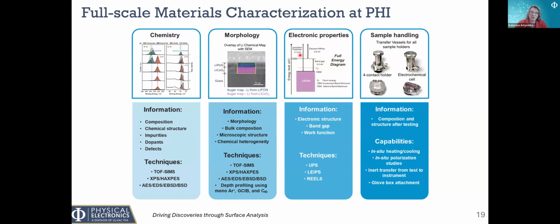The third type of information that you may want to study is electronic properties, the electronic band structure, band gap calculation, work function. On our Genesis system, on the XPS platform, we have additional techniques that allow us to get that information. These techniques are UPS, LEIPS, and REELS.